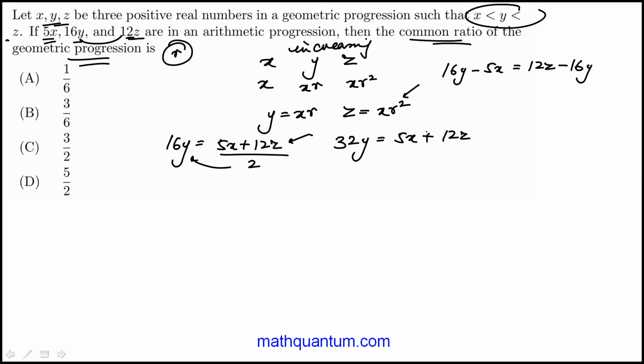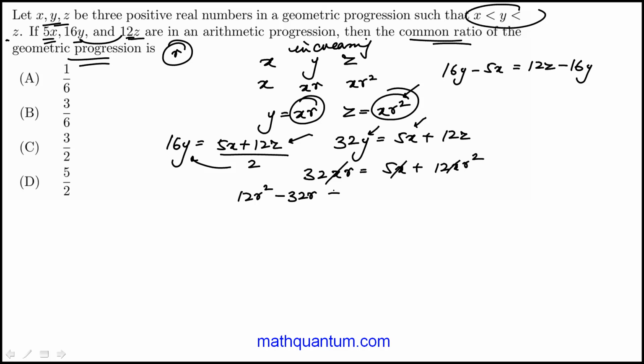So since I need to get an r, I will express y in terms of x and also z in terms of x. So that becomes 32 x r, x stays there for 5x, and then x r squared. You'll notice that x drops out. It's positive, so you can simply divide it. And we end up with this quadratic equation, 12r squared minus 32r plus 5 equals 0.